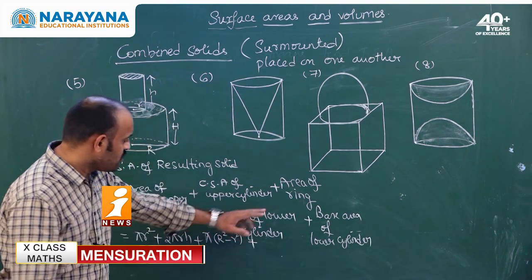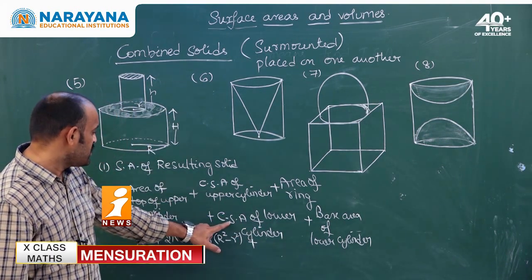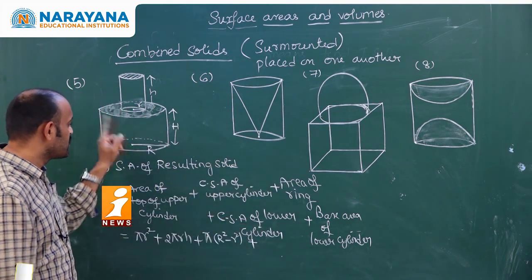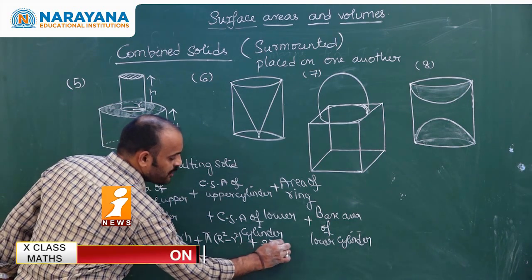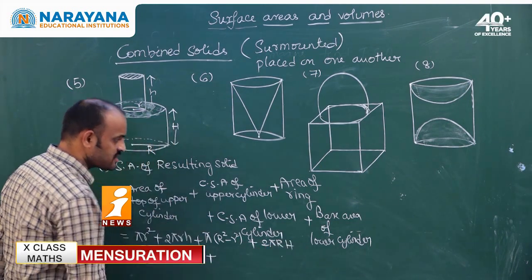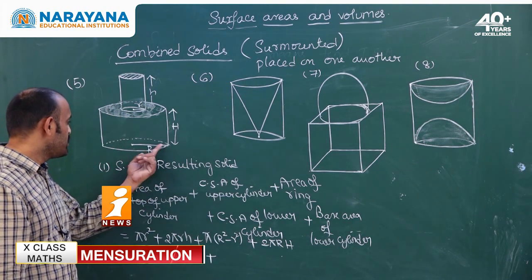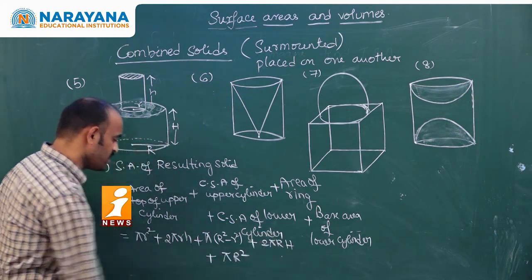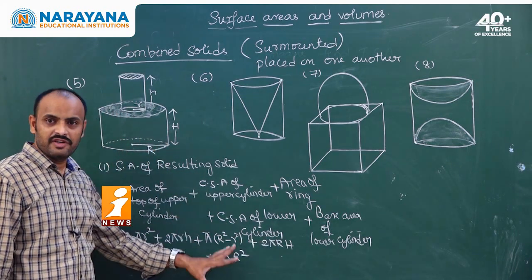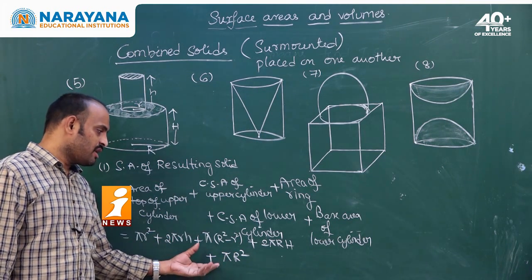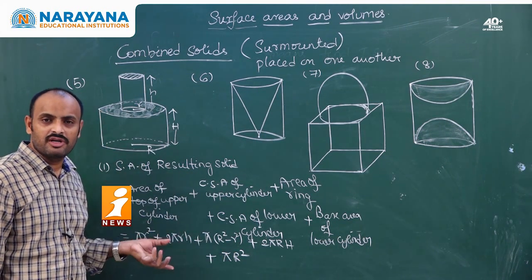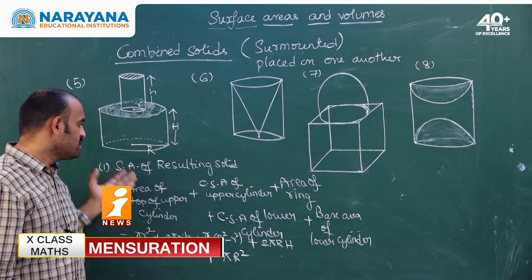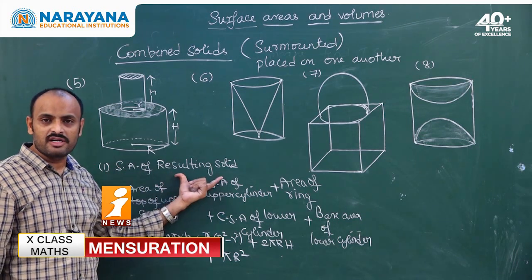Plus, what is the CSA of the lower cylinder? 1, 2, 3 completed. Next, CSA of lower cylinder, 2 pi capital R capital H, plus base area of the lower cylinder. Base area is a circle, so pi capital R square. This is how we identify the values. So, simplify the formula and substitute the values of capital R, capital H, small r and small h. You will get the surface area of the resulting solid.